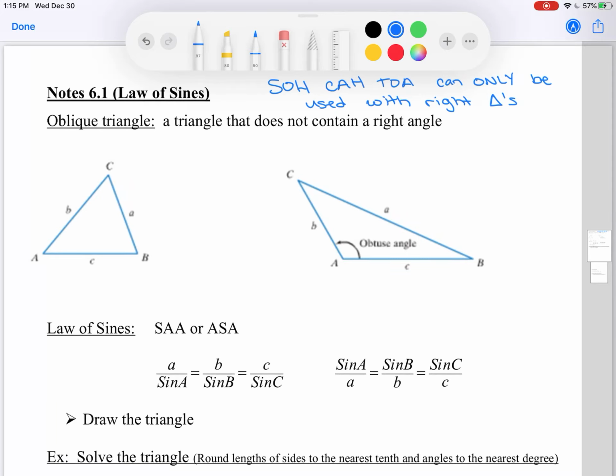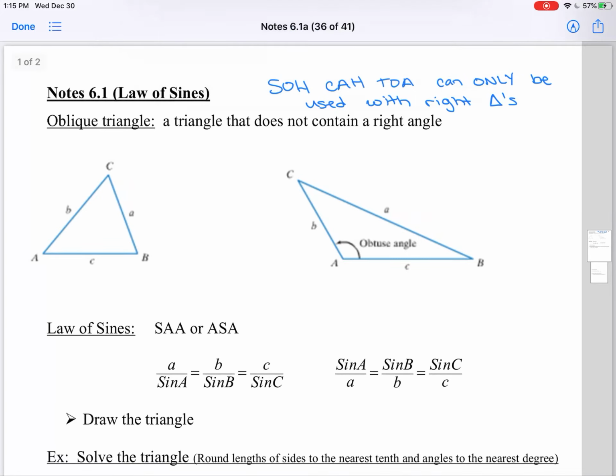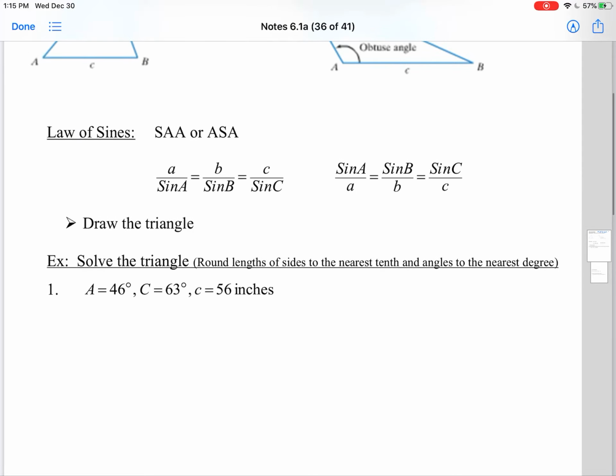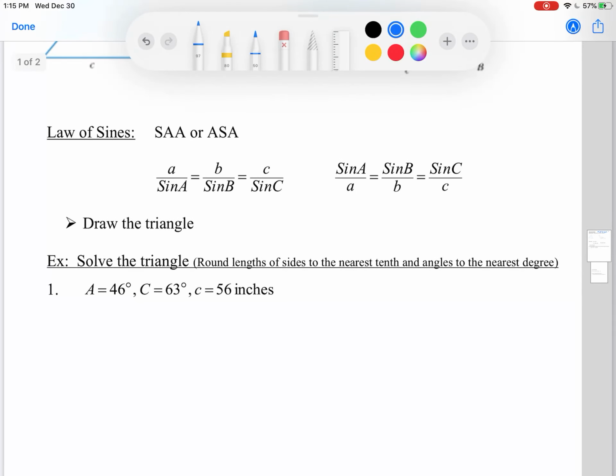All right. So law of sines is helpful for two reasons. If I were to give you some information, for example, if I gave you SAA, which stands for side, angle, angle, we're allowed to use law of sines, and you will see why. Similarly, if I gave you ASA, which is angle, side, angle, we can also do law of sines.